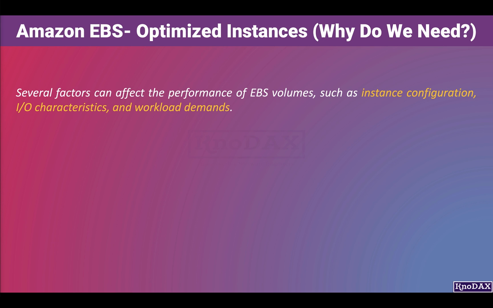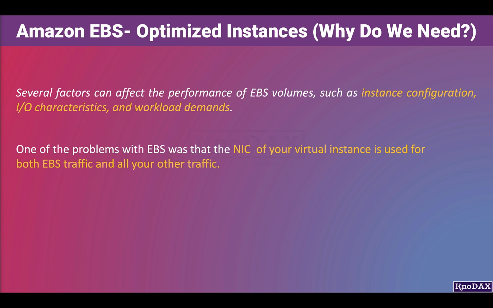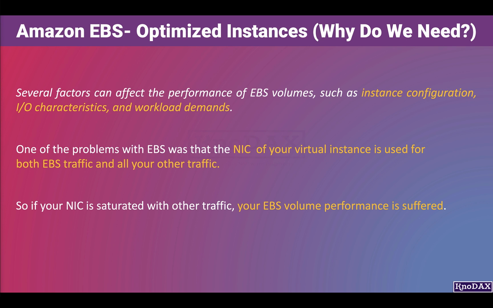Let's explore this further. One of the problems with EBS was that the NIC of your virtual instance is used for both EBS traffic and all your other traffic. So if your NIC is saturated with other traffic, your EBS volume performance suffers. In other words, on non-EBS optimized instances, all the traffic, including EBS and other traffic, internal and external, is handled through the NIC. Since other network traffic from your instance, or your instance's neighbors, uses the same NIC, this could affect the EBS traffic and impact EBS performance.